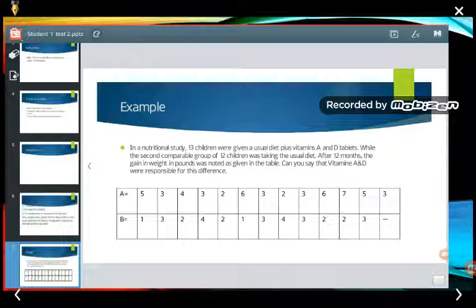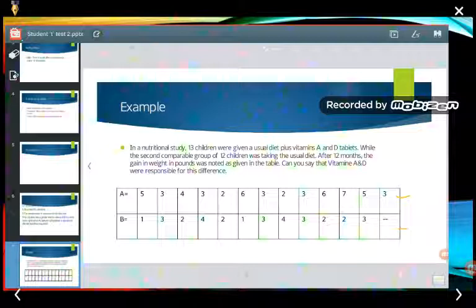Coming back to yesterday's problem, as we already know, there were two observations of the unpaired t-test. The first observation is of 13 children who were given the diet plus vitamin A and D, and the second observation consists of 12 children who were given only the usual diet, not vitamin A and D. From this experiment, can you say that vitamin A and D were responsible for these differences?